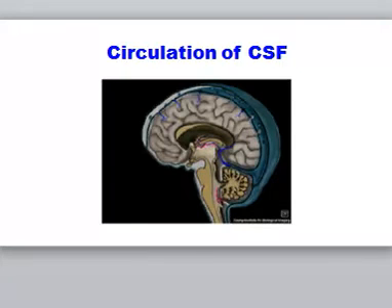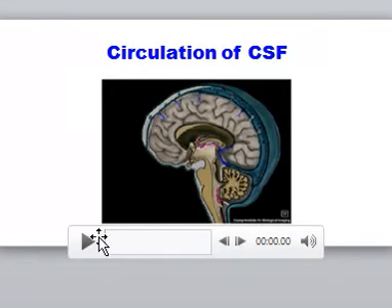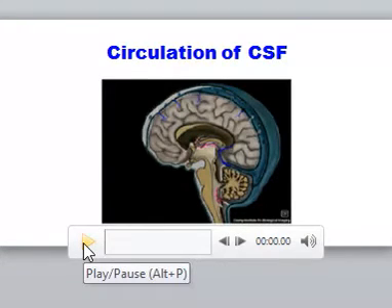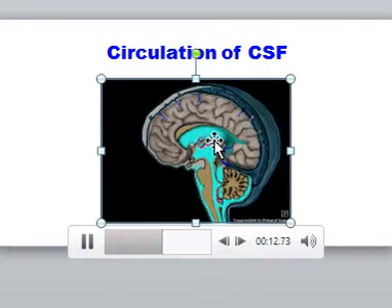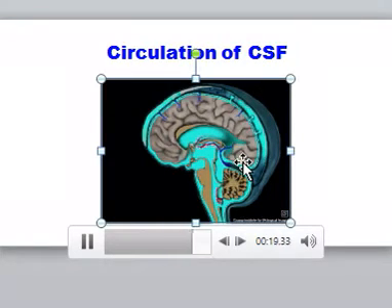Better to show the video so we can understand how the circulation of the cerebrospinal fluid takes place. It is initiated from the lateral ventricle, and with the help of the foramen of Monro it reaches the third ventricle, followed by the fourth ventricle, and along with the foramen of Luschka and foramen of Magendie it reaches the spinal cord.